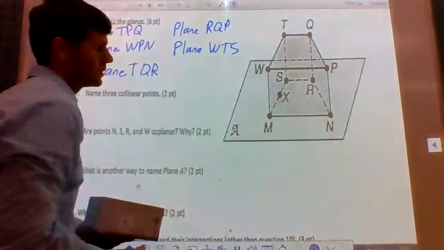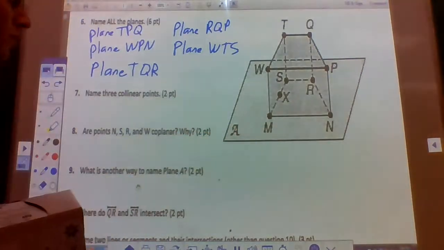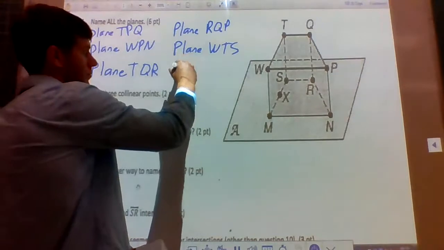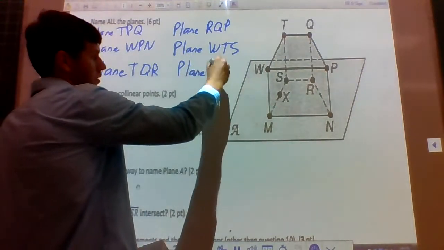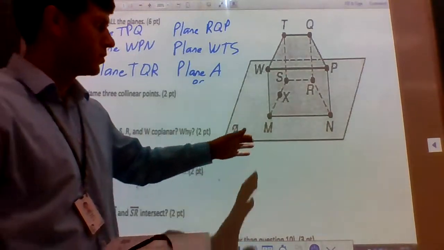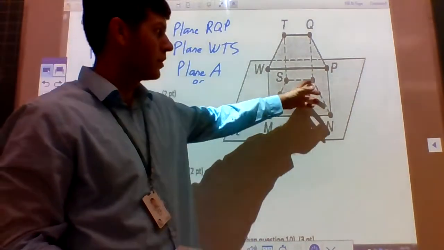So the bottom here is sitting on plane A. So we can name plane A in 2 different ways. We can call it plane A. Or we can use 3 points that are on the plane. So 3 non-collinear points that are on the plane. So we could use M, N, and R.